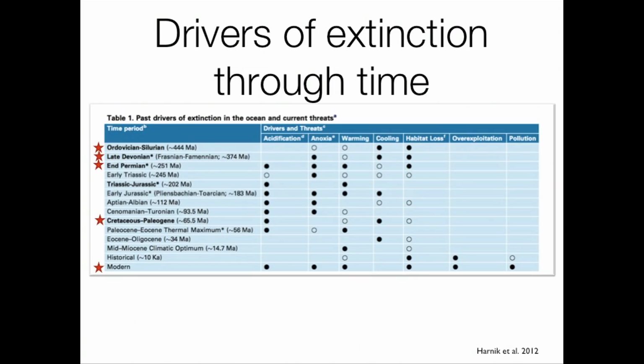This is a nice chart put together by my friend Paul Harnik, who teaches at Franklin and Marshall College, another liberal arts person. Here's the Ordovician extinction up here, which we think was caused by cooling and habitat loss. The little black dots show strong evidence for that as being the cause of the mass extinction. The late Devonian, there's evidence for cooling, evidence for anoxia. The end Permian gets lots of dots: habitat loss, acidification, anoxia, et cetera. Cretaceous Paleogene, evidence for acidification. And here's the modern down here: there's evidence for acidification, anoxia, warming, and habitat loss. And then our unique human ones, overexploitation and pollution.